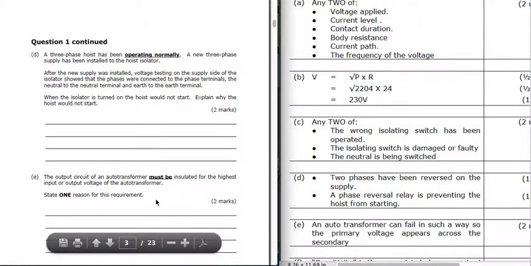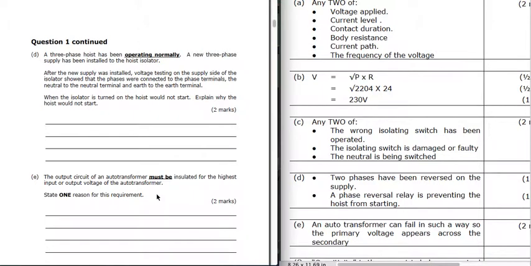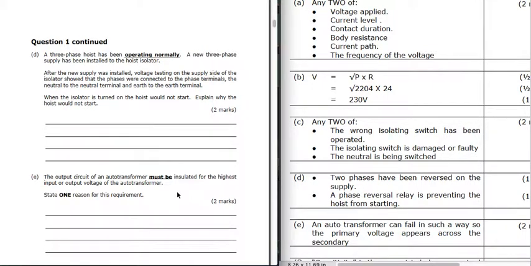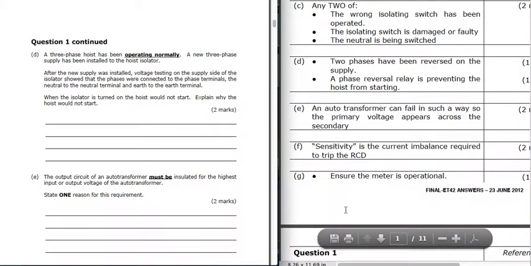E, the output circuit of an auto transformer must be insulated for the highest input or output voltage of the auto transformer. So even if we've got like a 12 volt output on a 230 volt input isolating transformer, that output 12 volt cabling must be insulated to the 230s, because if an auto transformer fails, then we can get that primary voltage appearing across the secondary, and so we need to keep that insulated. So all of the insulation must be up to the highest value of voltage.